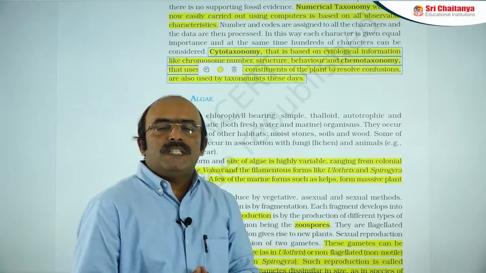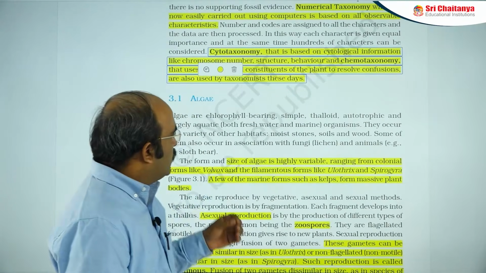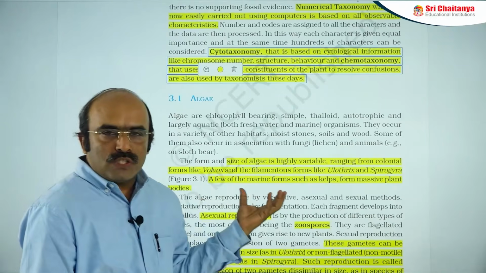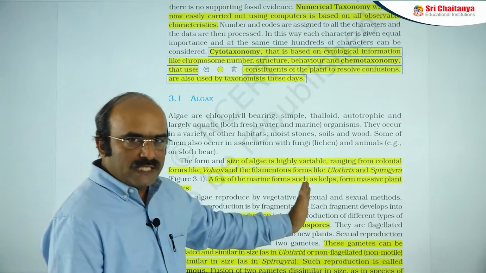Now, coming to the first group in the plant kingdom, algae. You can find algae, which are mostly aquatic organisms, and you can observe their variation in their sizes.